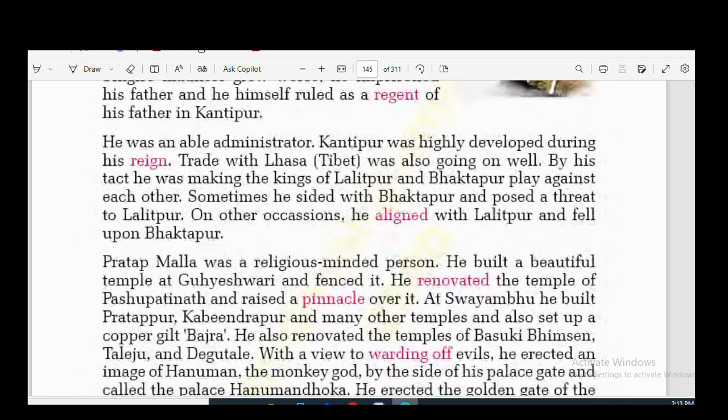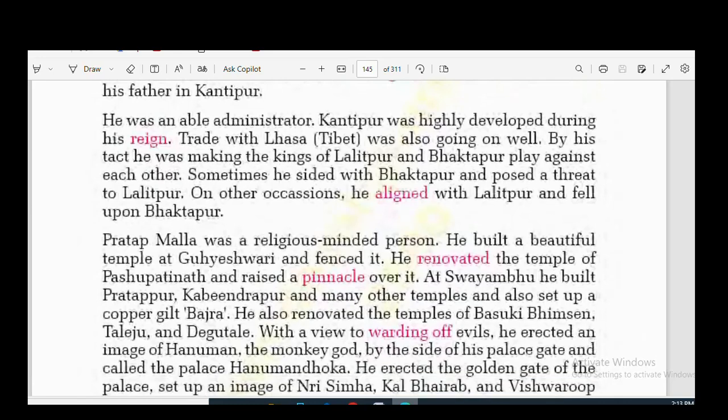By his trick, he was making the kings of Lalitpur and Bhaktapur play against each other. He put some issues between Lalitpur and Bhaktapur so that they started fighting with each other. Sometimes he sided with Bhaktapur, supporting Bhaktapur and posing a threat to Lalitpur. At other times, he aligned with Lalitpur, supported Lalitpur and fell upon Bhaktapur. So he put threats on Bhaktapur.